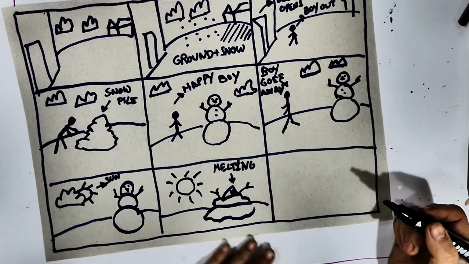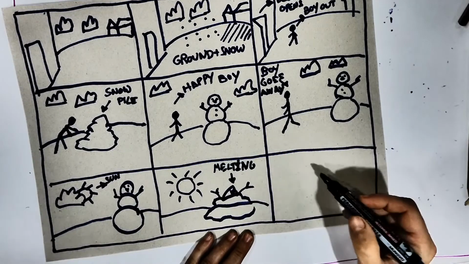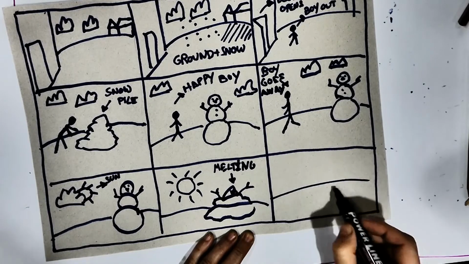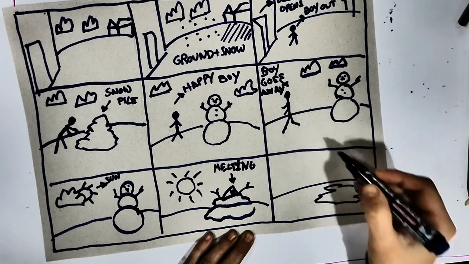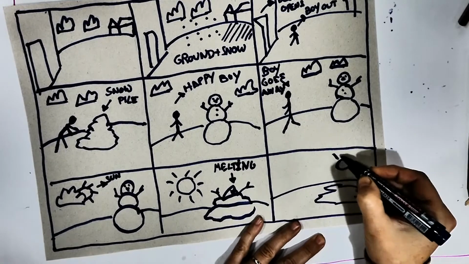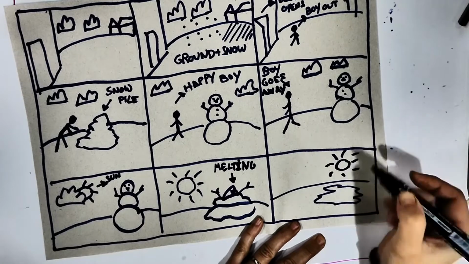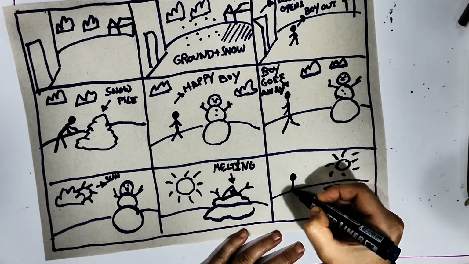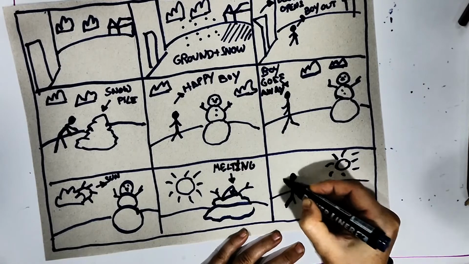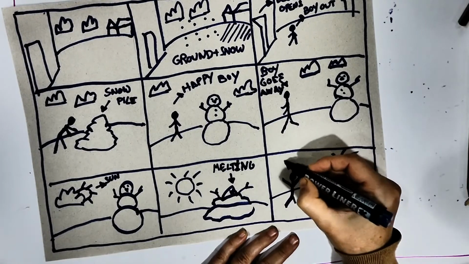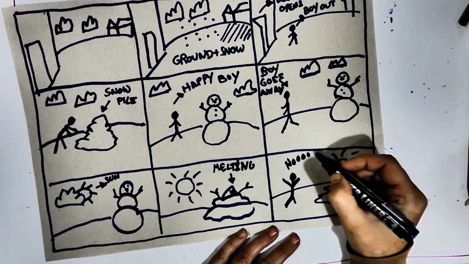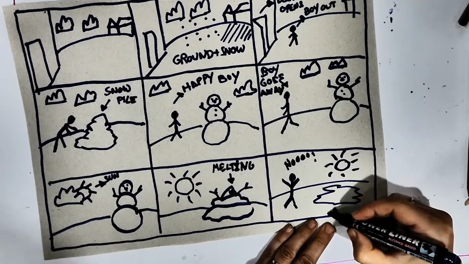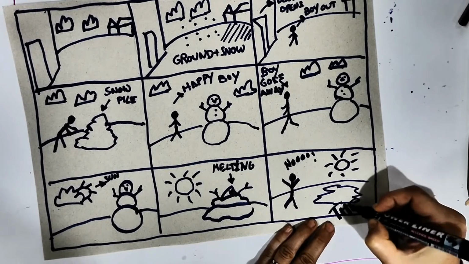And in our very last thing, we are just going to have the hill and a puddle in the ground and the big sun shining in the sky and the poor boy that just comes into the scene and finds the snowman gone, and he says, "No." That's all. The end.